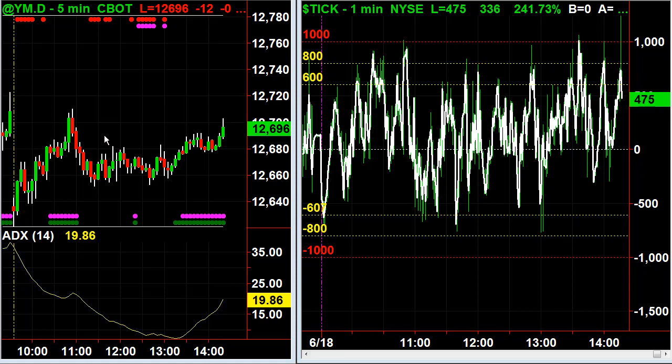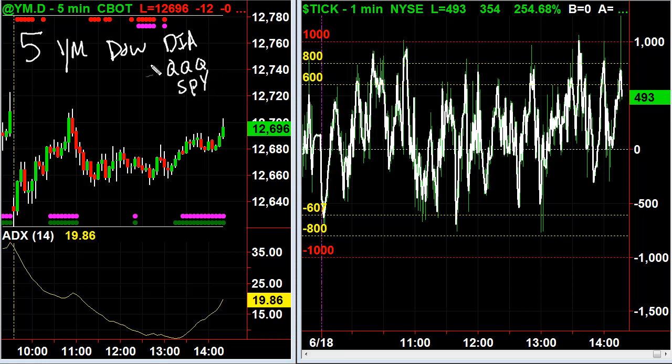All right, so the first thing we're looking at here, on the left-hand side of the chart, I have a 5-minute chart of the YM, which is just the Dow. If you don't trade futures, not a big deal. Take a look at the diamonds, DIA. You can look at the QQQs. You can also look at SPY, or you can follow something that kind of floats with the market, like a Google, Amazon, Apple, something like that, okay?